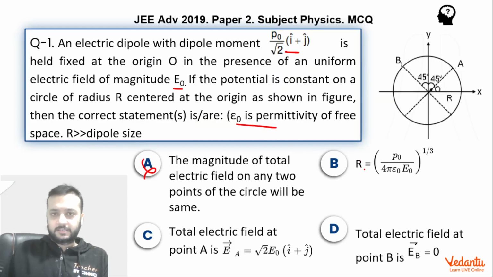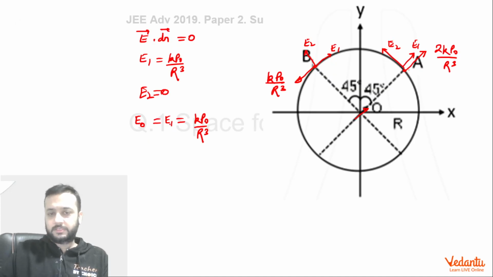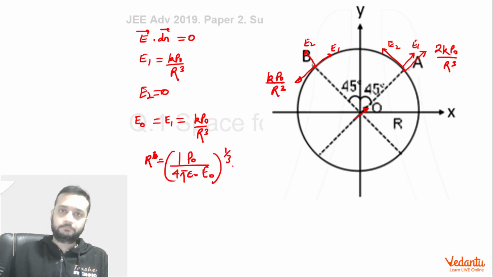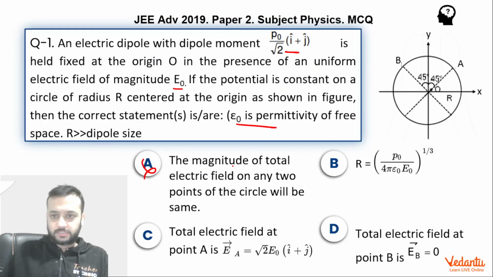Value of the radius that we have already found. From here you can see that R cube is nothing but Kp naught upon E naught. K you can write as 1 upon 4 pi epsilon naught, and E naught will come like this. So this cube can be written like this, 1 upon 3. Make sense? So this is exactly what is given over here. So option B is correct.